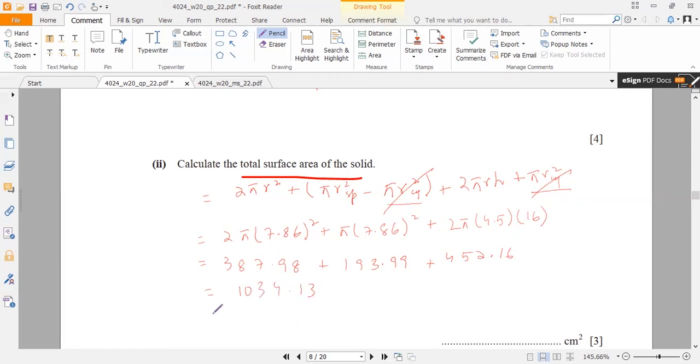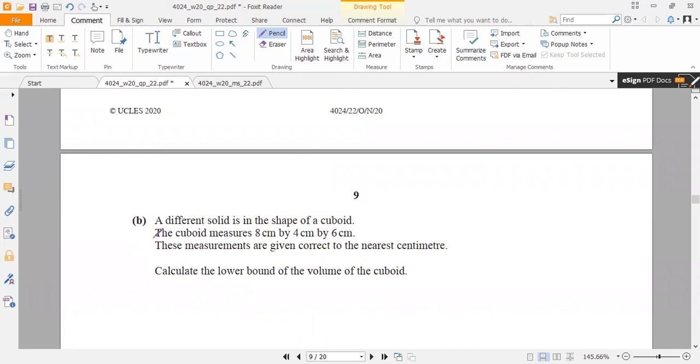1034.13. If we convert it to three significant figures, it will be 1030 centimeter cubed. Sorry, it is surface area, so it will be centimeter squared. 1030. Okay. Now come to the next part.